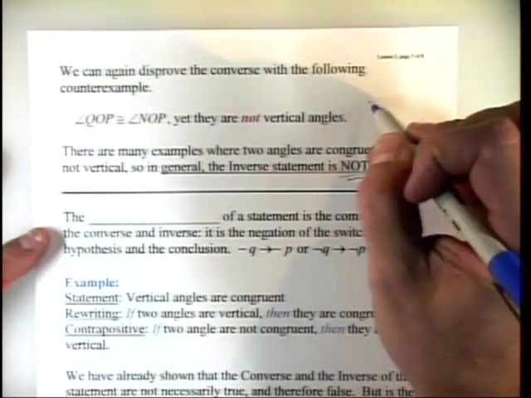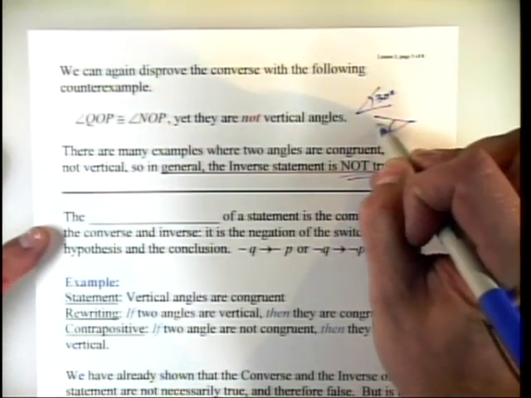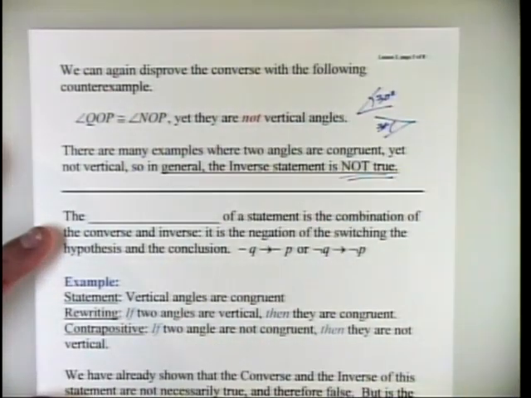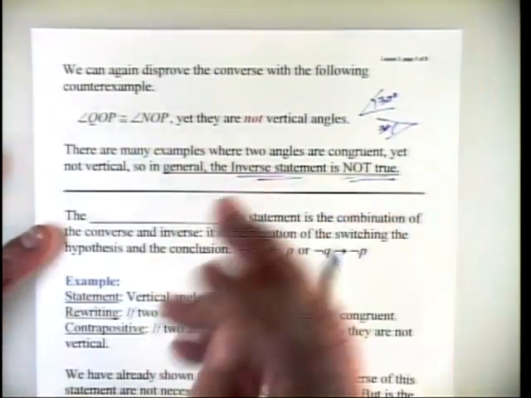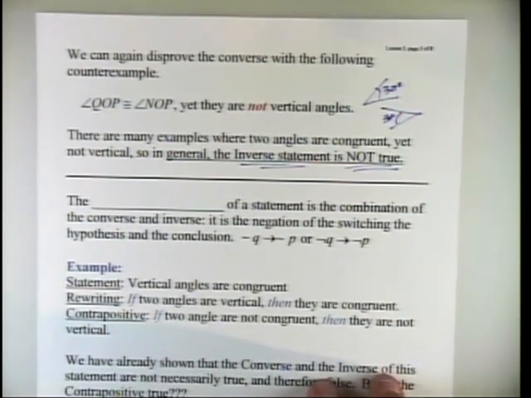I can give you a real quick example right here. Here's an angle that's 30 degrees. Here's another angle that's 30 degrees. Okay? I drew two separate angles. They're not vertical. They're not even on the same diagram, yet they have the same measure. So in general, again, the inverse statement is not true, even though sometimes it might be.